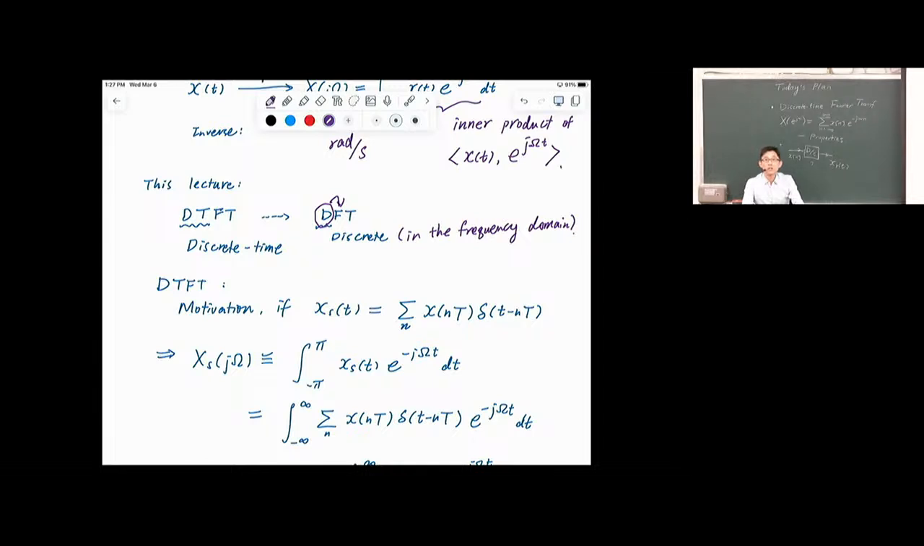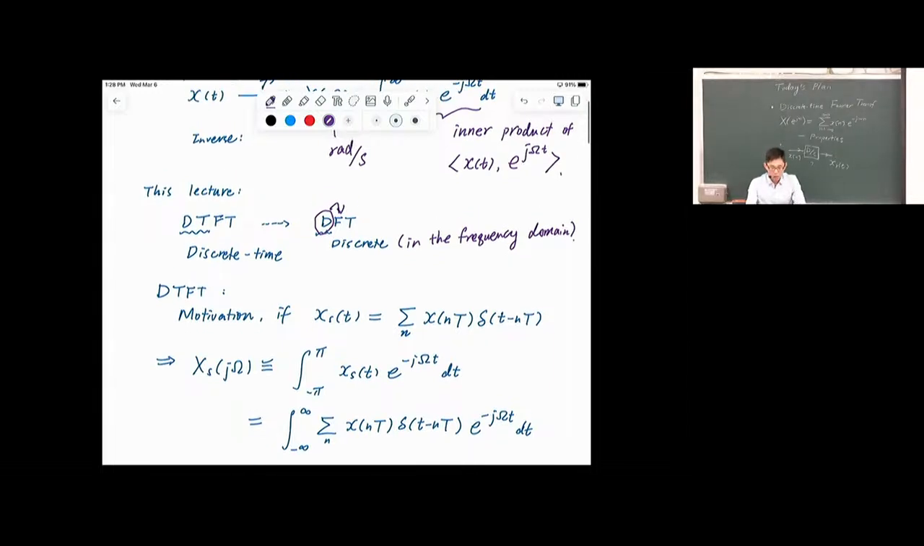Later you will need to know that the FFT, the fast Fourier transform, is nothing but a fast implementation of DFT, which is discrete in both time and frequency. We'll cover that later in this semester. But today, our focus is the DTFT, which I wrote down on the blackboard. This is a definition. We'll reach this definition.